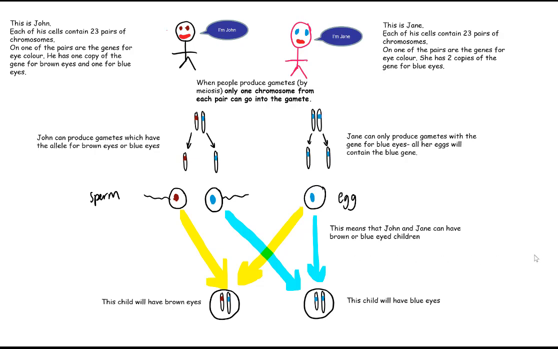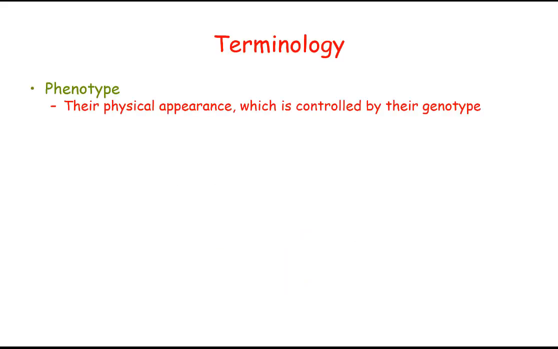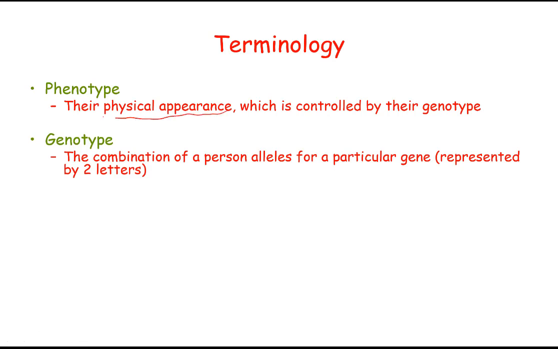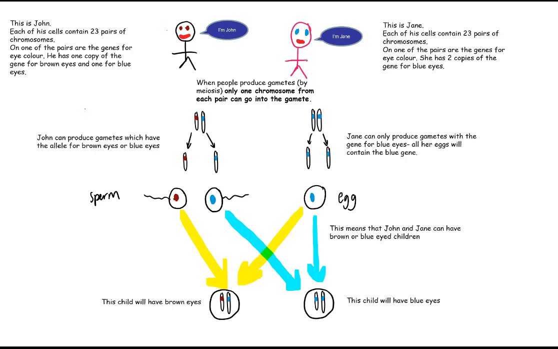Now, in this case, there's some more terminology which we need to look at. Firstly, phenotype, which is their physical appearance. Now this is controlled by their genotype. If we focus on the first part, their physical appearance, in this example, it's basically what colour their eyes are. So John's phenotype is brown eyes, Jane's phenotype is blue eyes. The phenotype of this child will be brown eyes, and the phenotype of this child will be blue eyes.